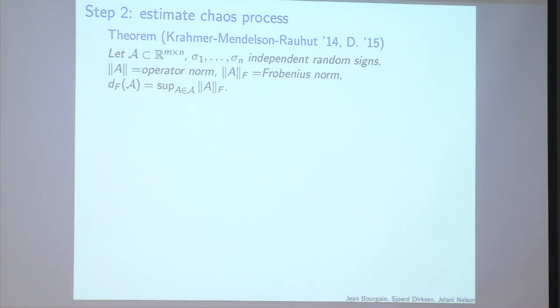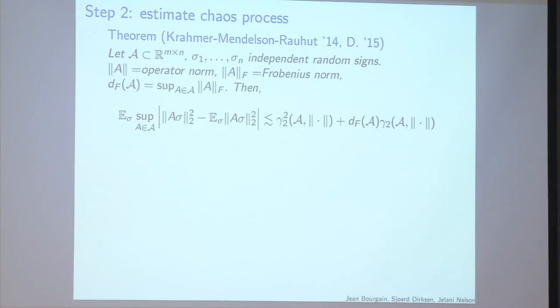So let's look at the following. We have a set of n by n matrices, which is called curly A. And then we take independent random signs, sigma 1 to sigma n. I let this be the operator norm of a matrix, this the Frobenius norm, and d_F(A) is the largest Frobenius norm that I can find in my collection of matrices.